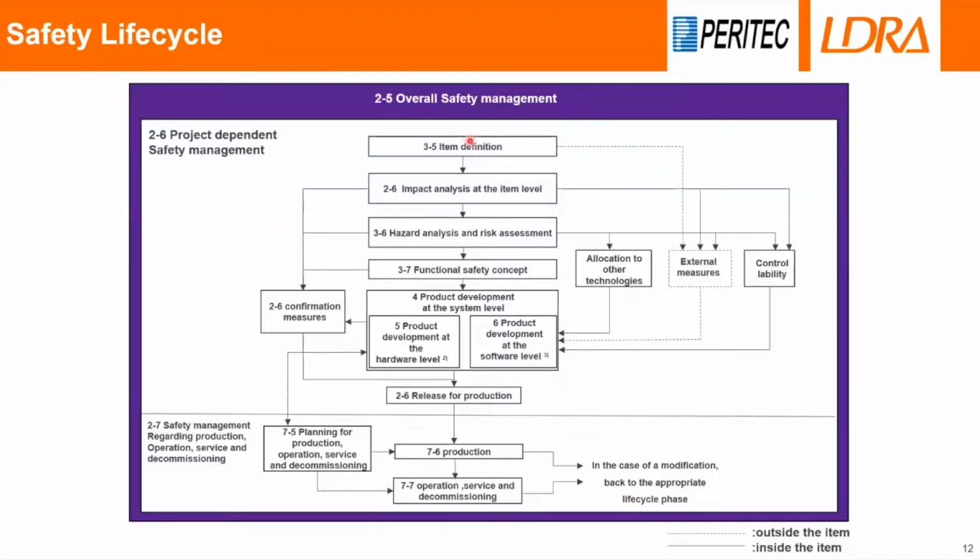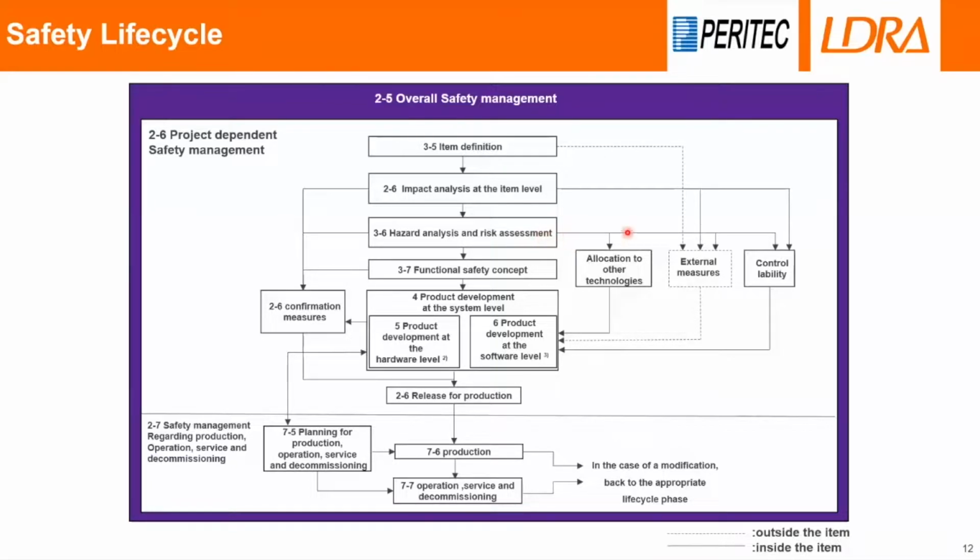So you can see that during the product definition itself, we start the safety activity where we can do an impact analysis in case it is a legacy system and we are upgrading the system, or in case it is a new system, we can directly go to the hazard analysis and risk assessment to identify the hazards, prioritize the hazards, and classify the hazards.